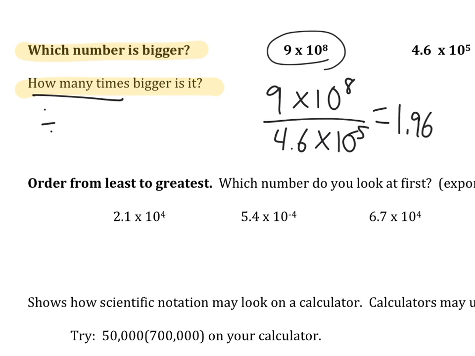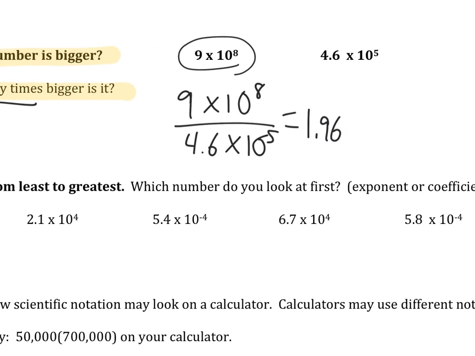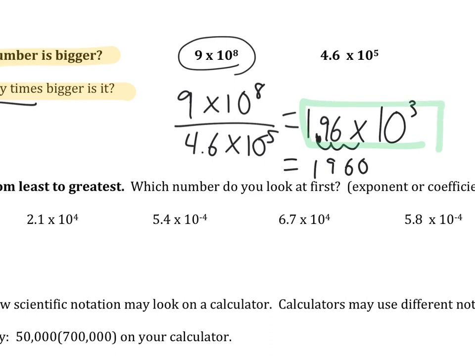So if I do that, I will get 1.96 when I divide the coefficients times 10 to the 8 minus 5, third power. If I wrote that in standard form, it would be 1960. So here it is in scientific notation, and here it is in standard form, 1960.